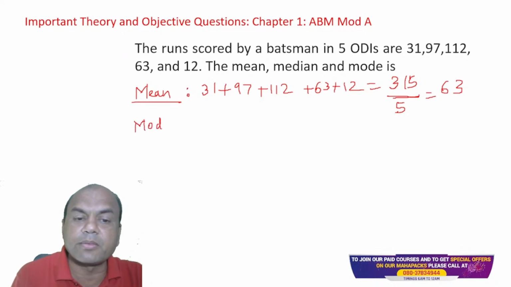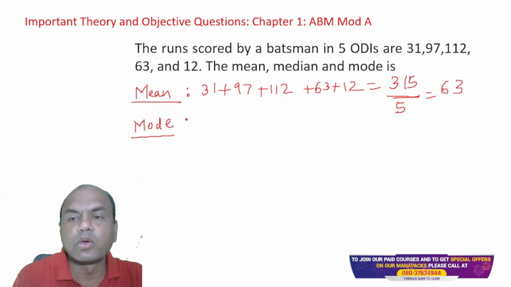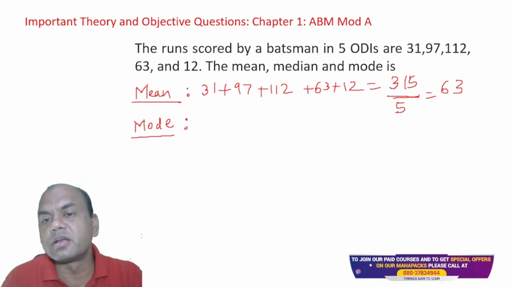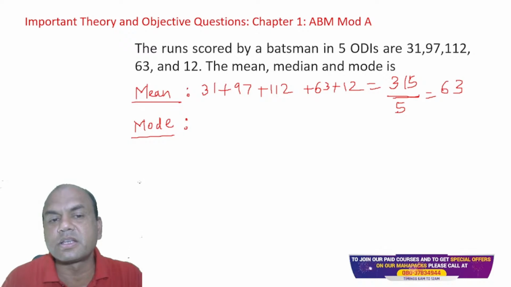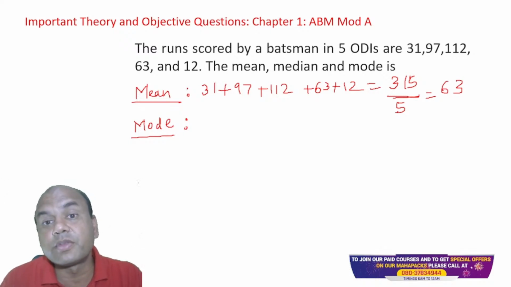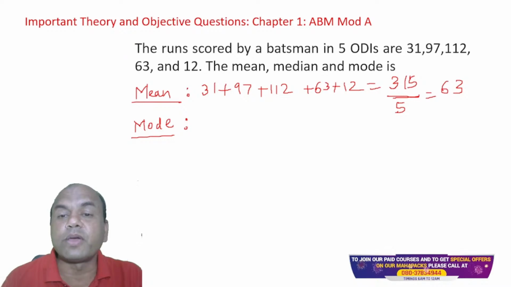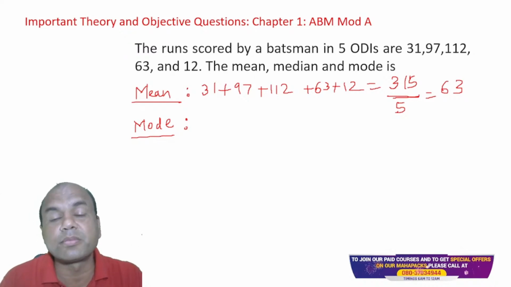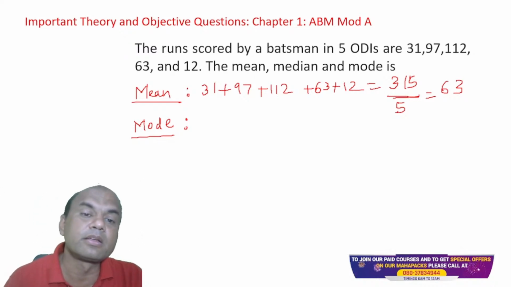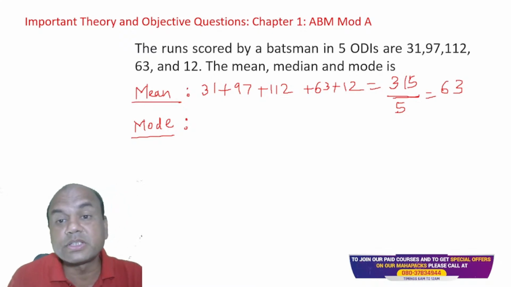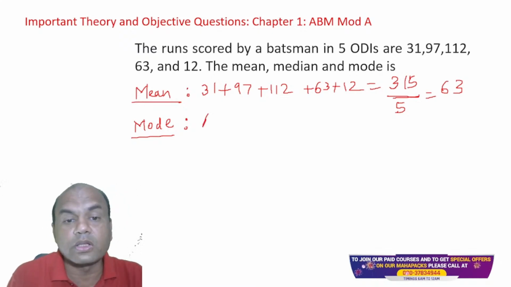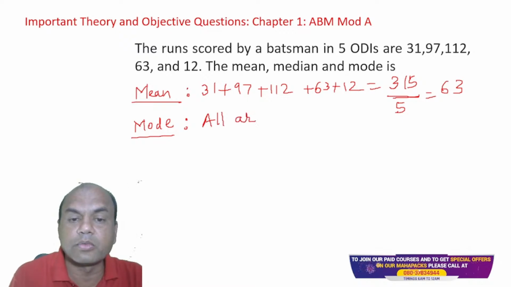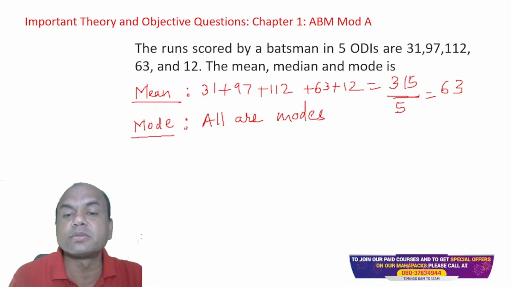Now mode. Mode means what? Which is coming maximum number of times. Who is coming maximum number of times? 31, 97, 112, 63 and 12. None of them is repeated. If any would have been repeated, let's say 31 twice, then that would have been the mode. But here none of them is repeated. So which is the mode then? All are modes. Whenever the numbers are not repeated, everyone is a mode.